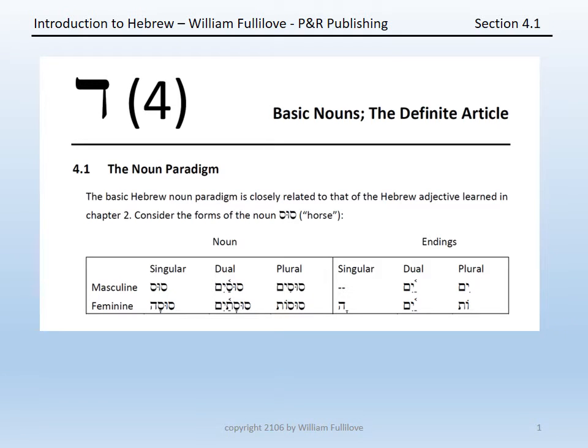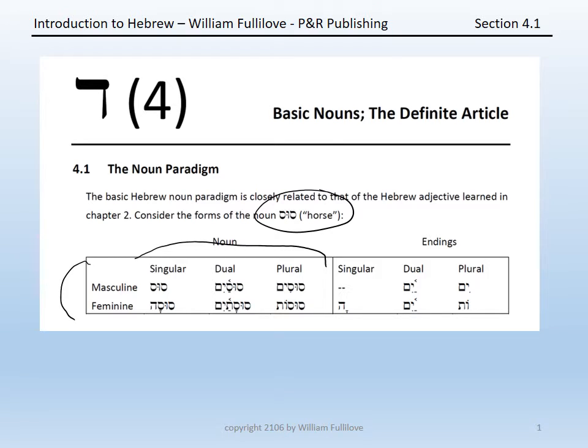As we now begin chapter 4, we come to the basic paradigm of the Hebrew noun. This paradigm is illustrated with the form sus, horse. The Hebrew nominal paradigm, the noun paradigm, inflects for both gender, masculine or feminine, and for number: singular, dual, and plural.